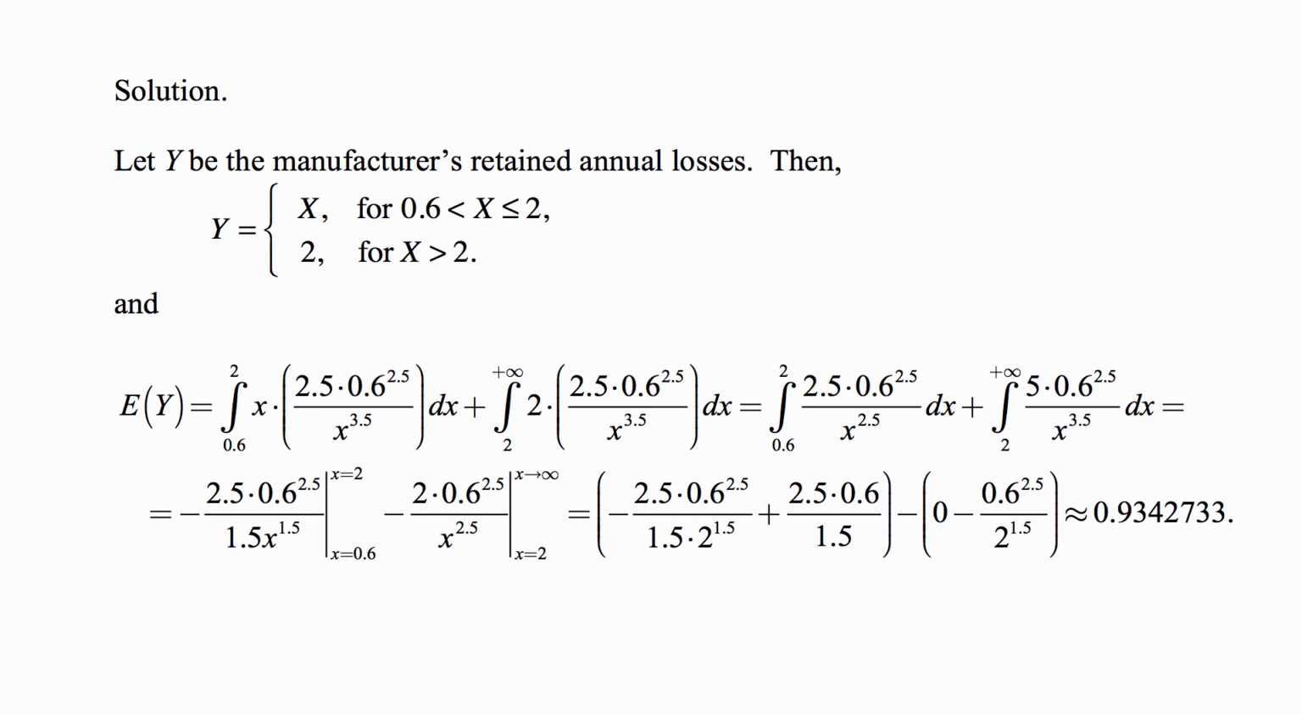So of course the second one at plus infinity is 0. You can see that immediately. But otherwise we just plug in the values. At 2, x to the 1.5 becomes 2 to the 1.5. And when x is equal to 0.6, then we have 0.6 to the 1.5, but at the top we have 0.6 to the 2.5. They cancel out. It's just 0.6.